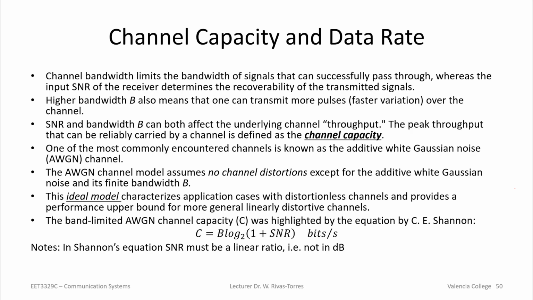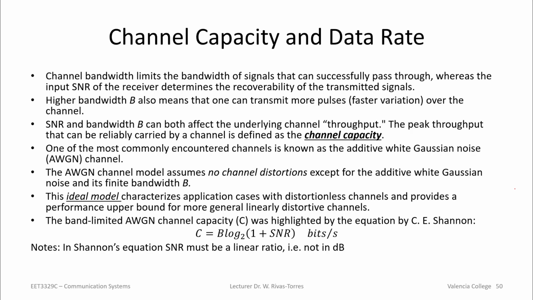So let's take some time to talk about channel capacity and the data rate. We know that channel bandwidth limits the bandwidth of the signals. So if the channel doesn't have enough bandwidth, it's going to begin to cut off your signal, and you're going to have a problem with the signal bandwidth if it's greater than that. So for a successful signal, normally we require that the channel have a larger bandwidth than our signal.